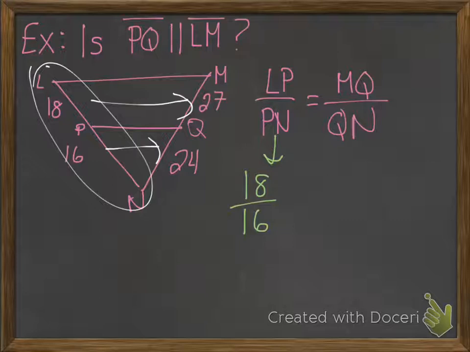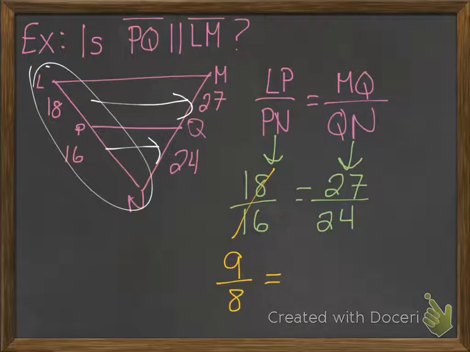LP is 18. PN is 16. MQ is what? 27, and QN is 24. Are we okay? All right, simplify. What goes into 18 and 16? 2. The 7 doesn't go in either of those. 2 goes into 18 how many times? 9. And 2 goes into 16, 8. Are we okay?